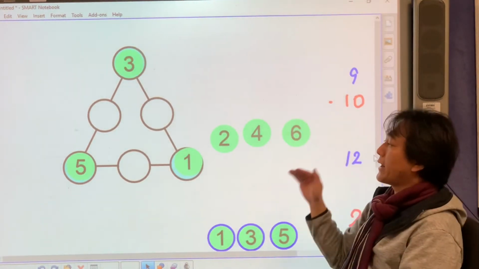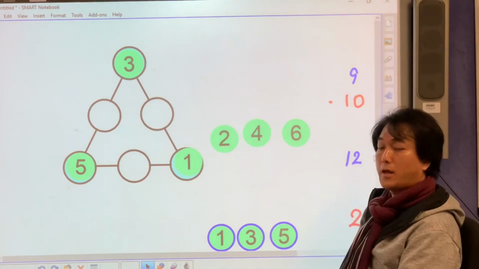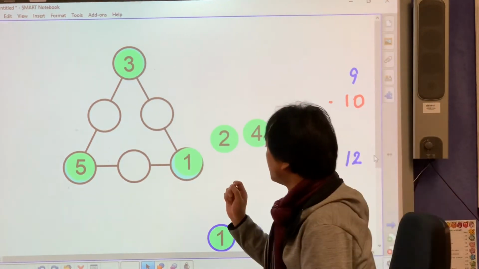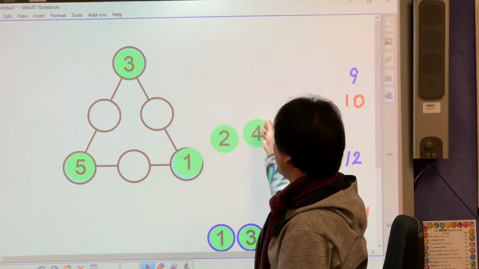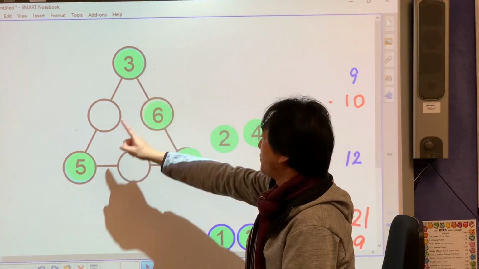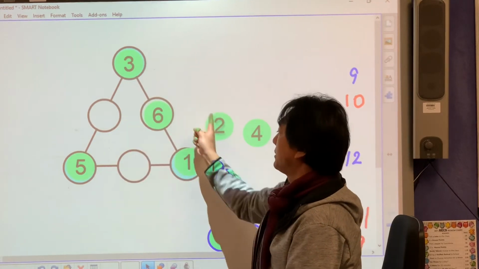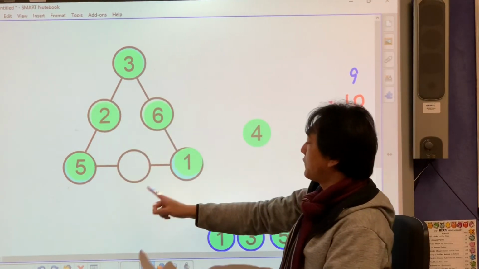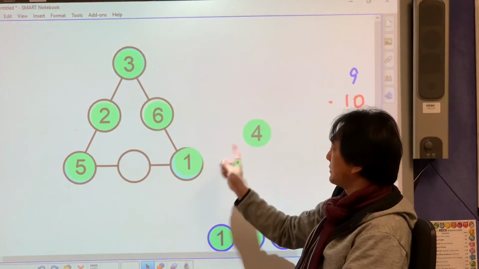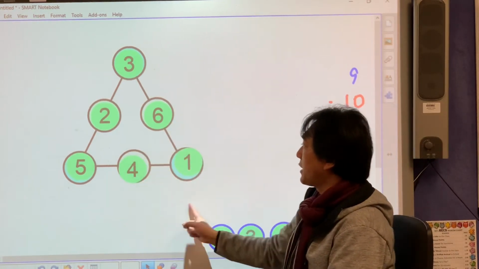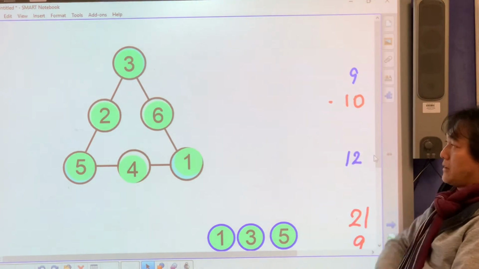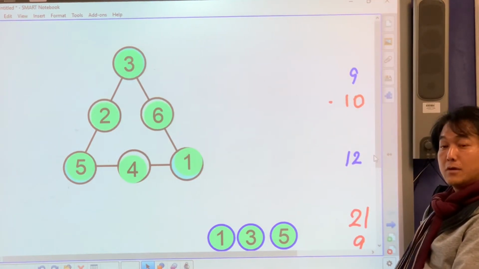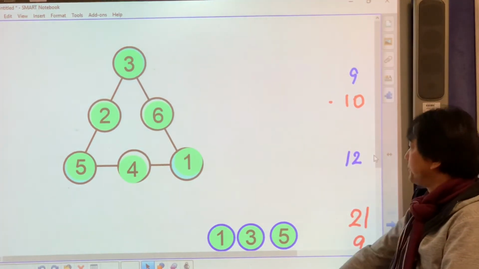So each line has to have 10. 3 plus 1 is 4, plus 6 is 10. 3 plus 5 is 8, plus 2 is 10. 5 and 1 makes 6, so that is 10. So that's the third solution this time. That's done. How about 11?